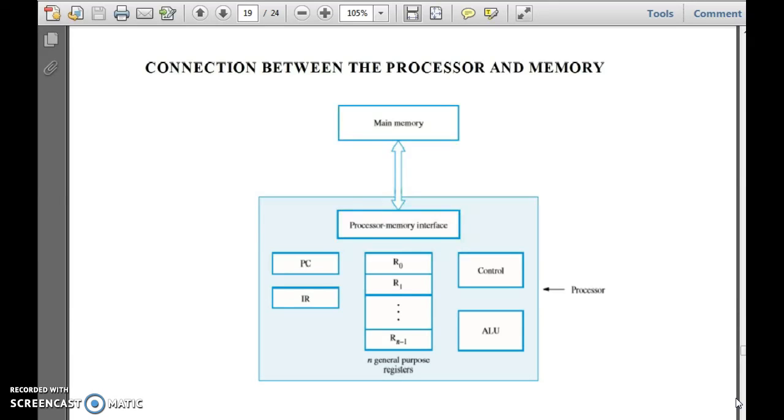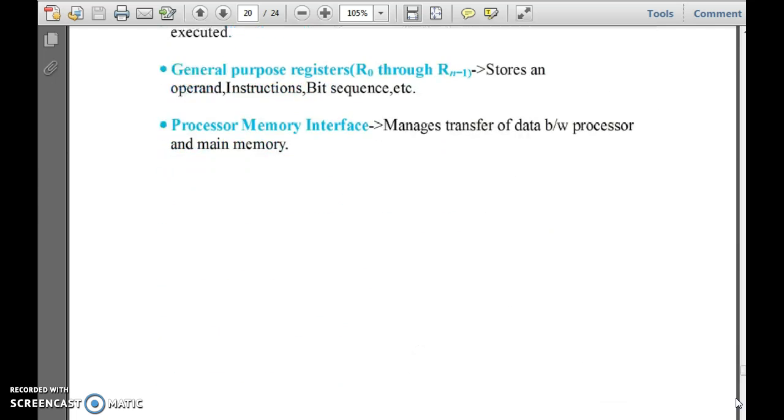Now let us see how the connection takes place between processor and memory. This is the main memory and this is the processor. These are the contents in the processor: the program counter, IR, which is the instruction register, the control unit, and the arithmetic and logical unit. This processor memory interface connects the main memory and the processor. Initially, the program counter has the address of the next instruction that has to be executed.